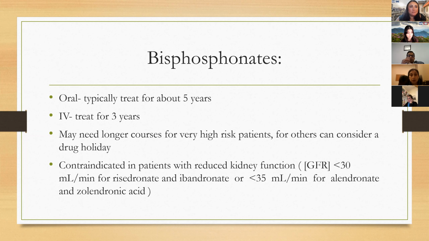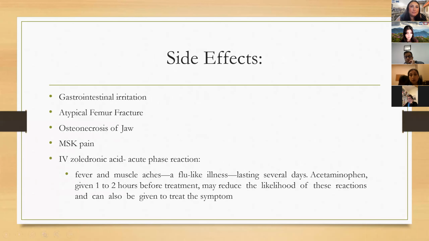And then you do have to be careful about their renal function. So they are contraindicated in patients with reduced GFR, less than 30 to 35, depending on which medication you're choosing. Some of the side effects that you want to counsel your patients on, one of the main ones is GI side effects from the oral bisphosphonates. Patients, especially patients who have reflux, can have worsening reflux symptoms. So the main thing with oral bisphosphonates is that they should take it first thing in the morning with water on an empty stomach, and they shouldn't lie flat after taking it for about 45 minutes. If they lie down, that increases the risk of having these GI problems.